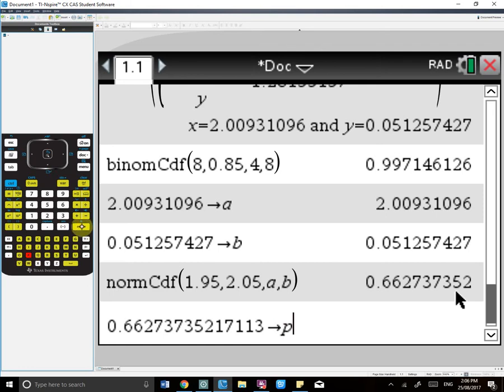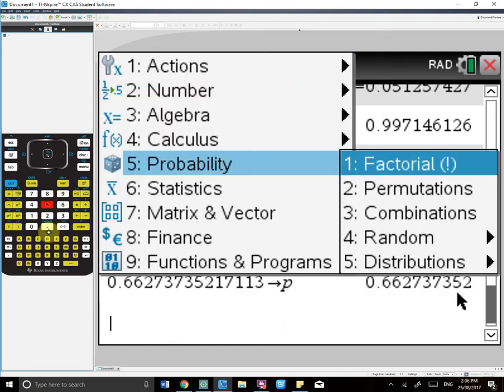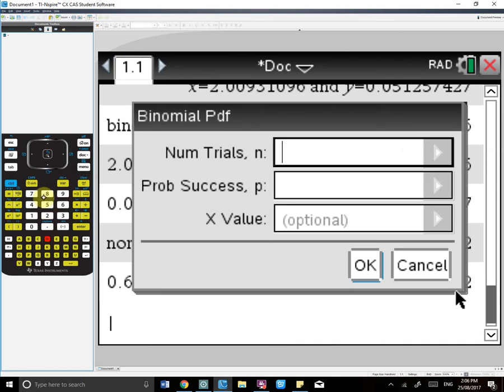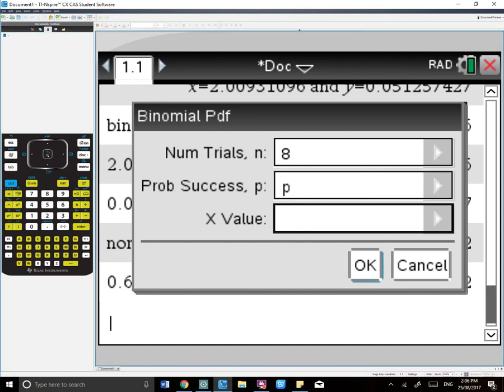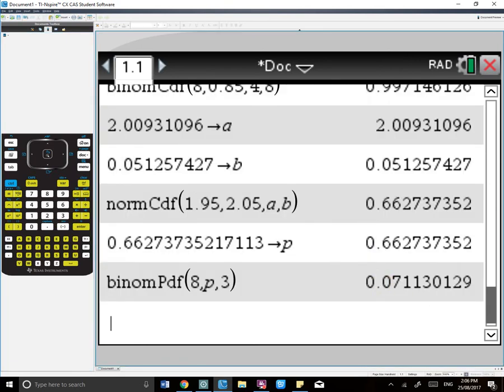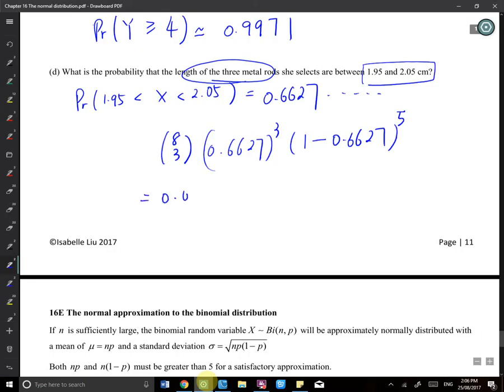That's the success rate. Menu 5 5 D, the number of trials should be 8. I want the success rate to be P. And I want X to be exactly 3. Okay, and directly I have 0.0711. Okay, 0.0711.